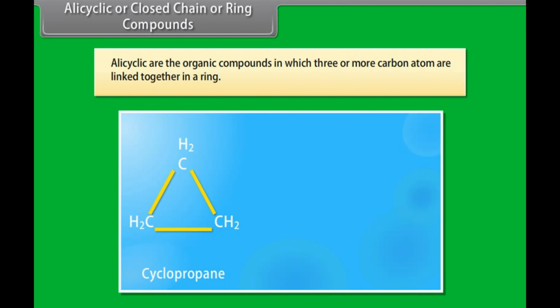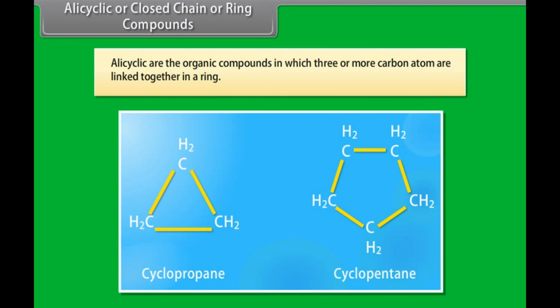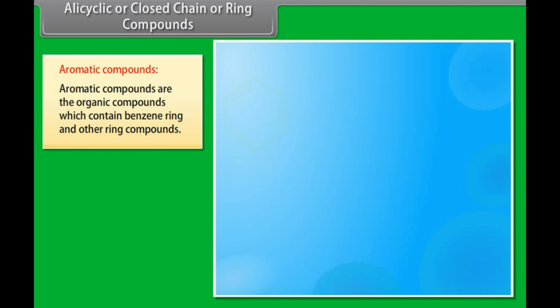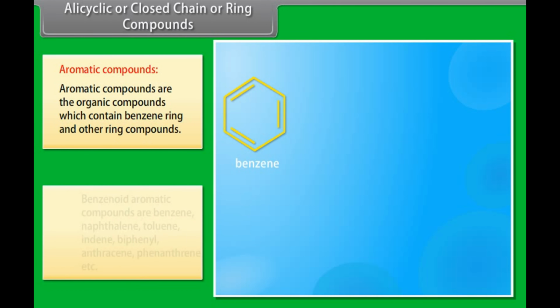Alicyclic or closed-chain or ring compounds. Alicyclic compounds are the organic compounds in which 3 or more carbon atoms are linked together in a ring. Aromatic compounds. Aromatic compounds are the organic compounds which contain benzene ring and other ring compounds.